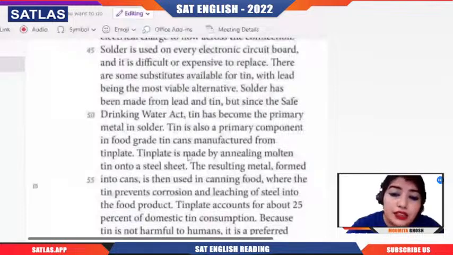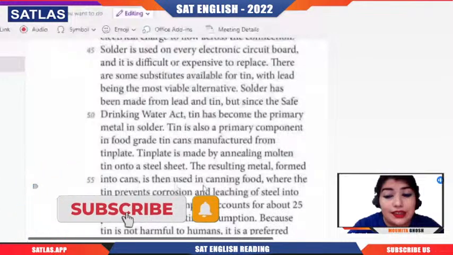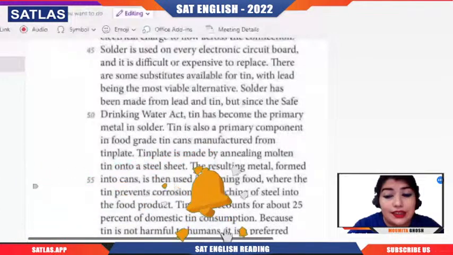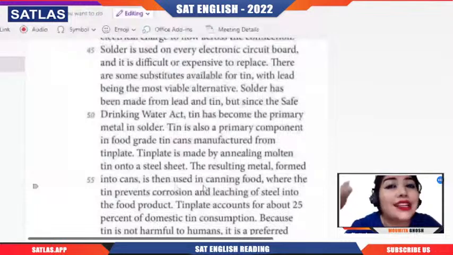Tin plate is made by annealing, which is also a phenomenon of smelting. The resulting metal is formed into cans, which are then used in canning. Solder is where the metals tin and lead are used. Okay.